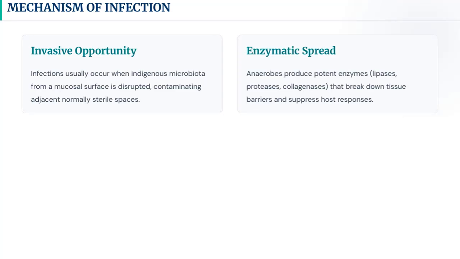Let's look at how these infections actually take hold. Anaerobic bacteria release powerful enzymes: lipases, proteases, and collagenases. These enzymes break down tissue barriers and weaken the body's defenses. Usually, infections start when the normal balance of microbes on mucosal surfaces is disturbed. This disruption lets bacteria invade nearby areas that are normally sterile. So, the infection spreads by taking advantage of these openings. It's a combination of enzymatic attack and opportunity.